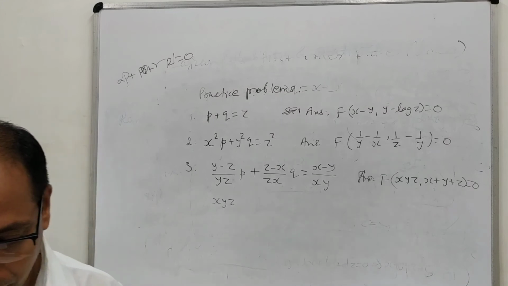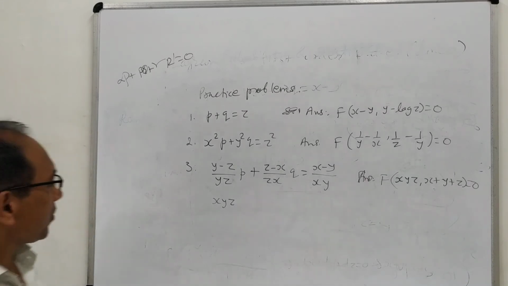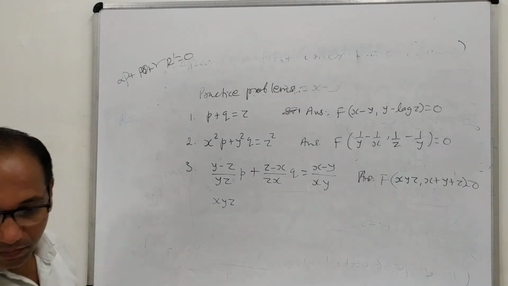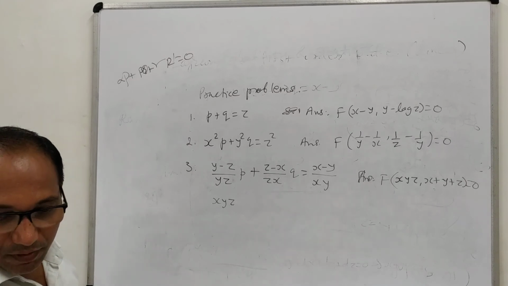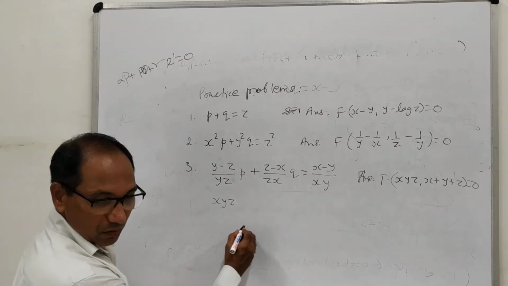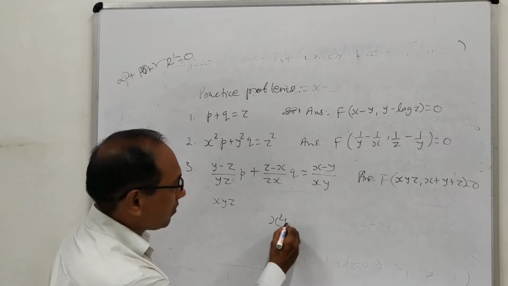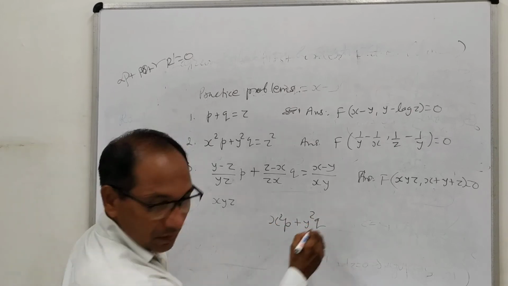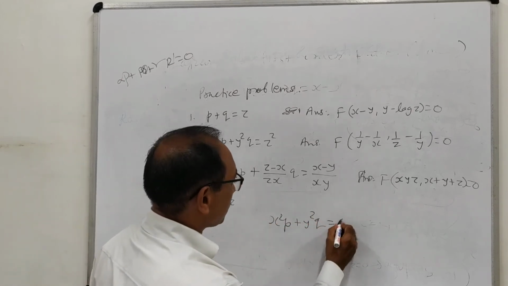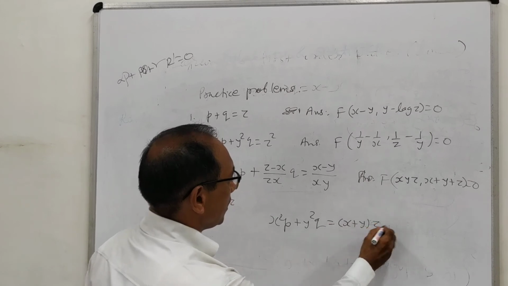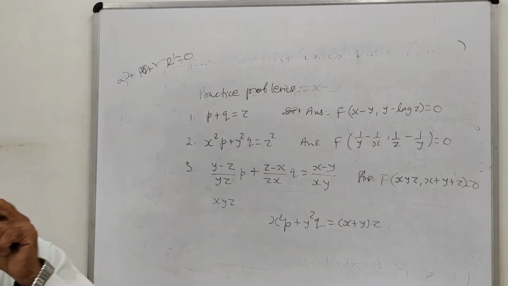Here one more example, just looking at the importance of the equation, I would like to show you over here in simple form. x square p plus y square q equal to x plus y into z. See, in short form I will explain to you.